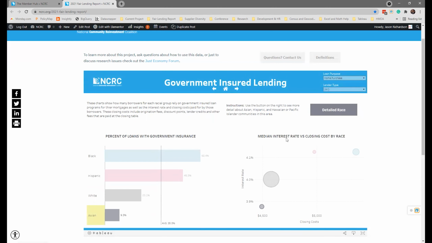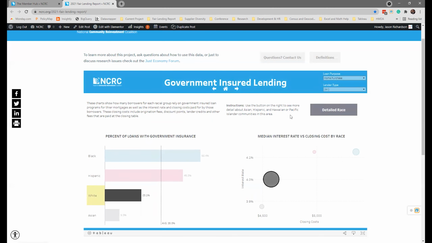The impact of that is seen in the scatter plot on the right. Black borrowers are paying a higher interest rate, although it's only slightly higher, remember, but their closing costs are much higher. So Black home buyers during this time period in this area paid $5,363 in closing costs, compared to white borrowers who paid $4,579 in closing costs.